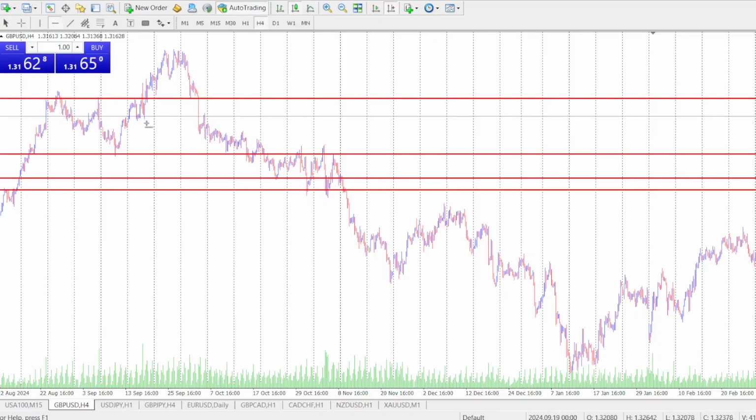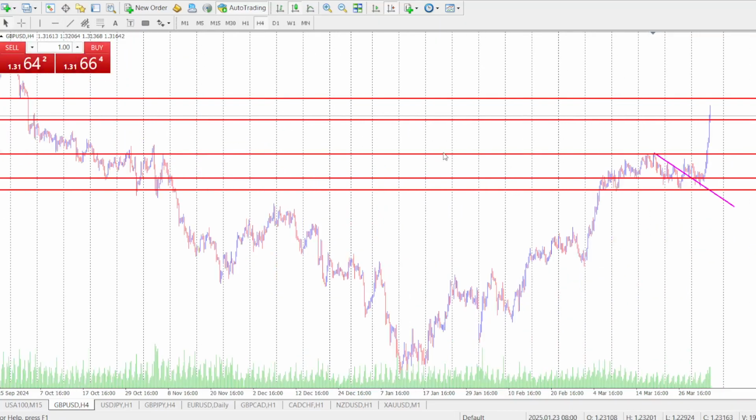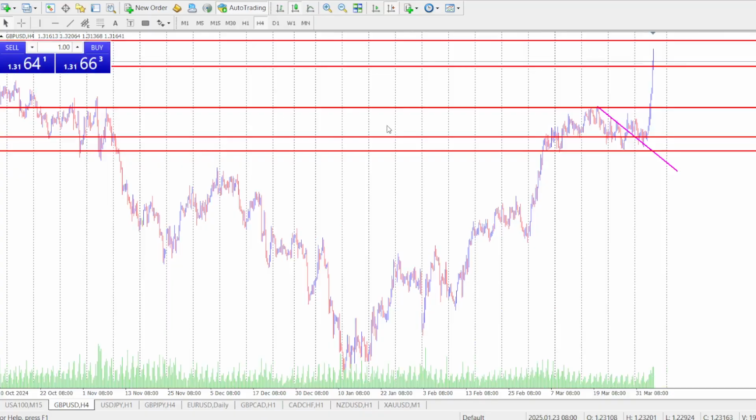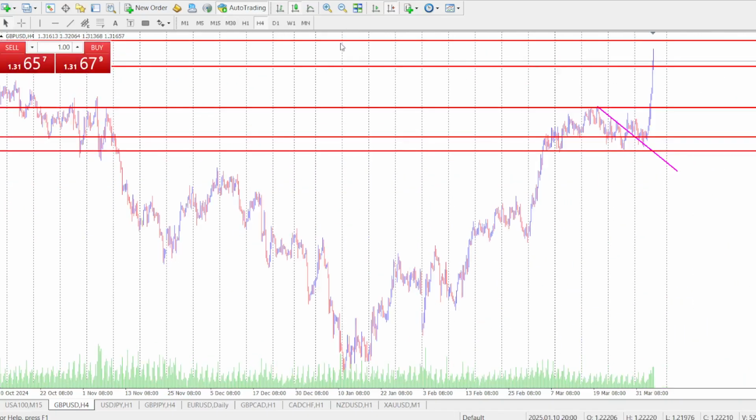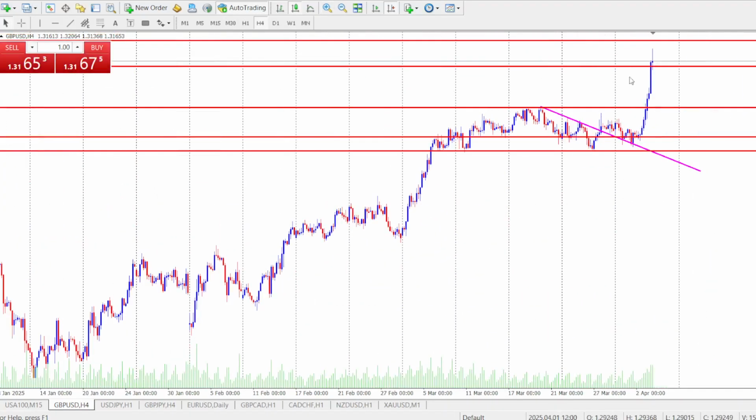Remember that you want to be looking out for rejection zones where price got to and was rejected, horizontal support and resistance levels, and also trend lines that are close to where current price action is.